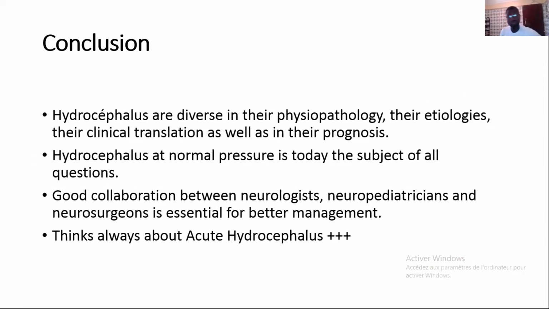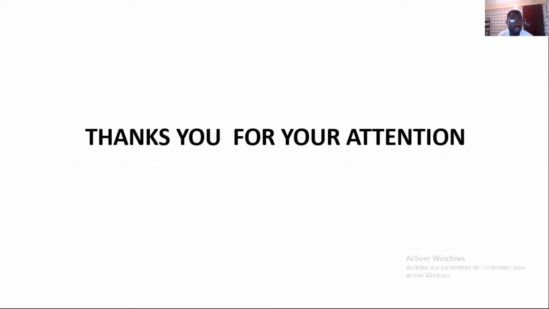In conclusion, hydrocephalus is diverse in its physiopathology, its etiology, its clinical presentation, as well as its prognosis. Normal pressure hydrocephalus is today the subject of many questions. Good collaboration between neurologists, neuropediatricians, and neurosurgeons is essential for better management. And we must always think about acute hydrocephalus. Thank you for your attention.